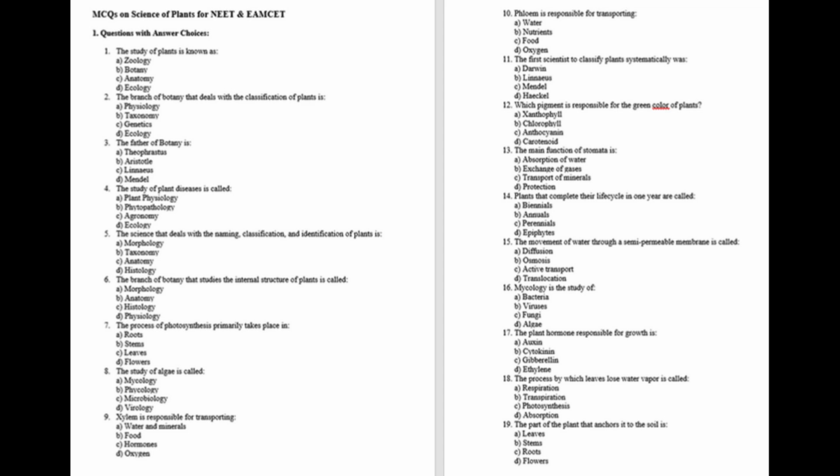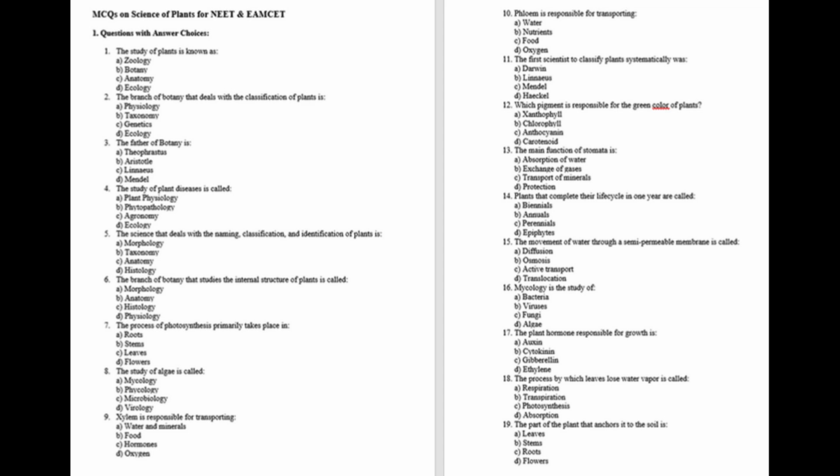The first scientist to classify plants systematically was A. Darwin, B. Linnaeus, C. Mendel, D. Haeckel. Which pigment is responsible for the green color of plants? A. Xanthophyll, B. Chlorophyll, C. Anthocyanin, D. Carotenoid. The main function of stomata is A. Absorption of water, B. Exchange of gases, C. Transport of minerals, D. Protection.